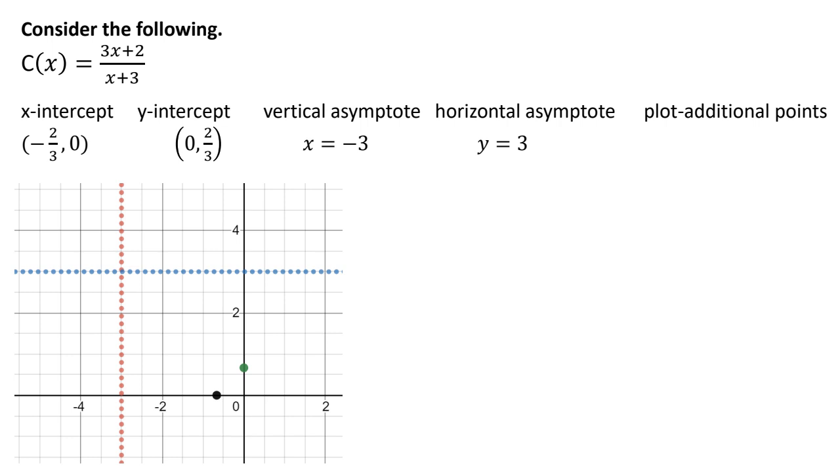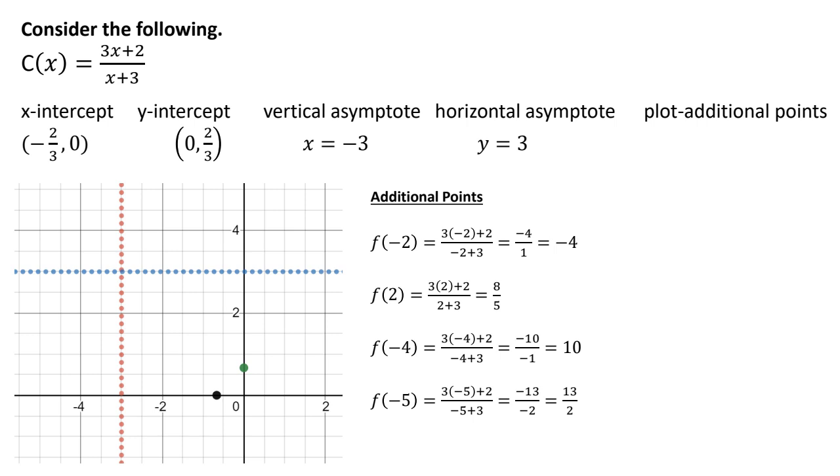Let's get some additional points. Again, I want to get points to the left and right of my asymptote and of my points. So for values on the left of my vertical asymptote, I pick again -2 and 2. When I plug in x equals -2, I get a y value of -4. When I plug in an x value of 2, I get a y value of 8/5.